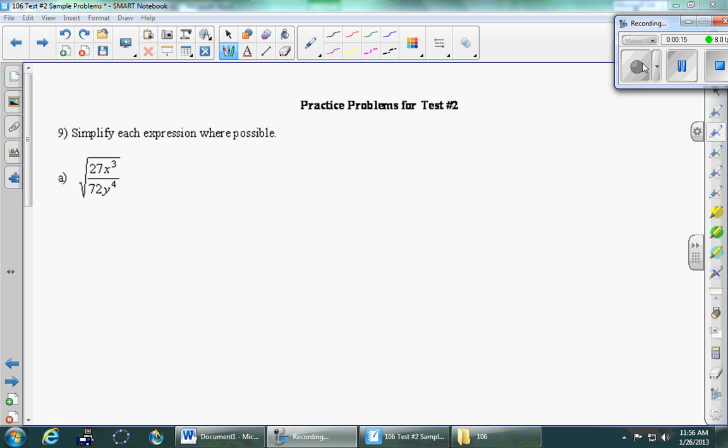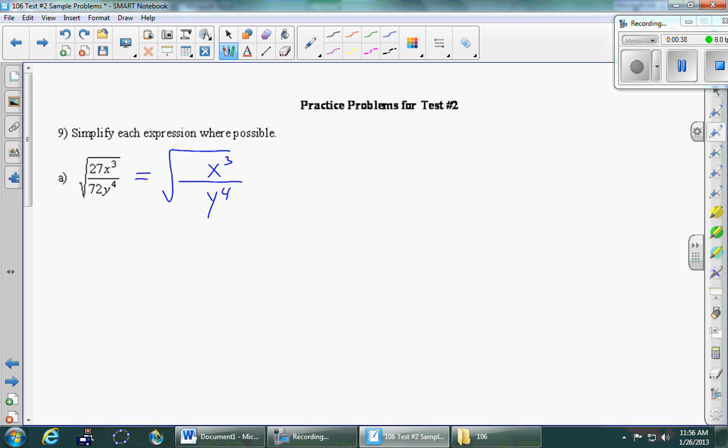So the first thing I encourage folks to do is reduce. If 27 and 72 have a common factor that you can cancel, then you should do that first. Absolutely. Same thing with the other stuff, the variables, but here x and y don't have anything in common, so there's nothing we can do. But what number goes into 27 and 72? Pause the video here. Come back when you think you've found it.